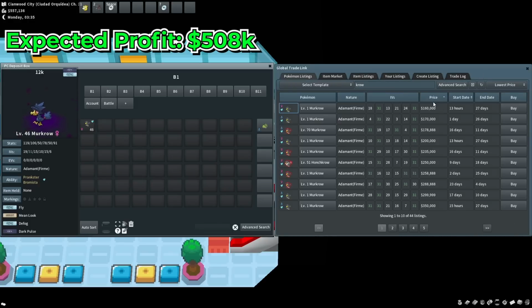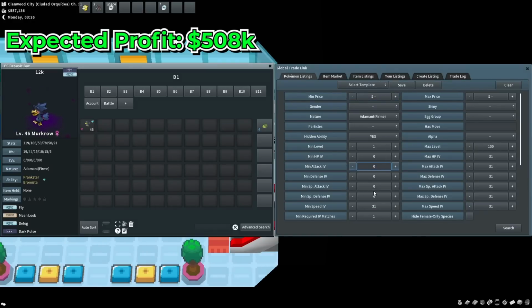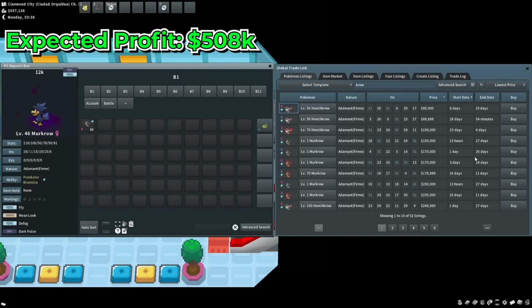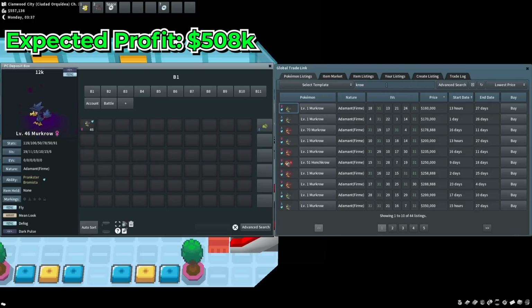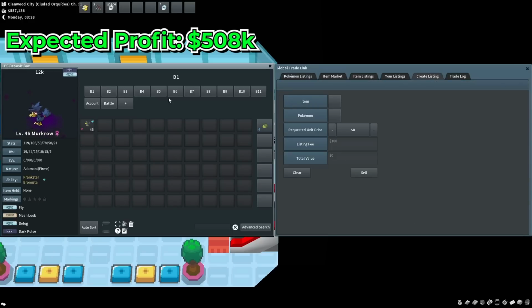And this one goes for 160. Let me check the price without any stat. Goes for 80. So we'll be putting ours like a Honchkrow with 31 in one of the stats. Like this. Then just like Hitmonlee, I will sort of guess and I'll put ours at 69 for 20, because it's a good number to aim at.